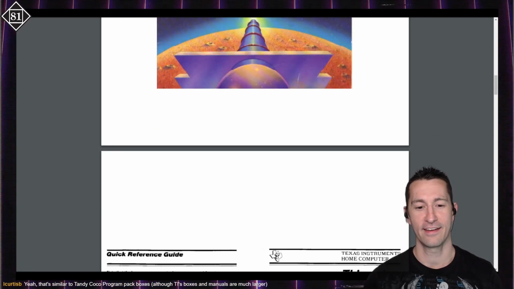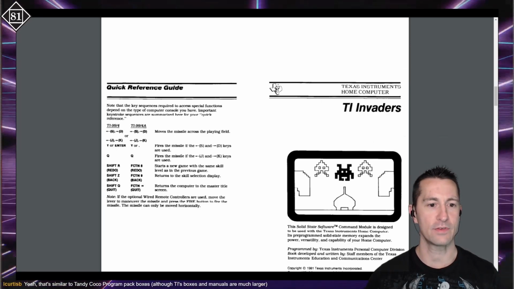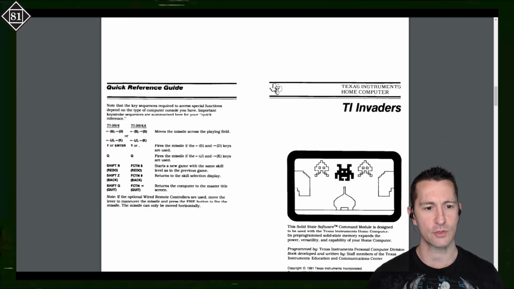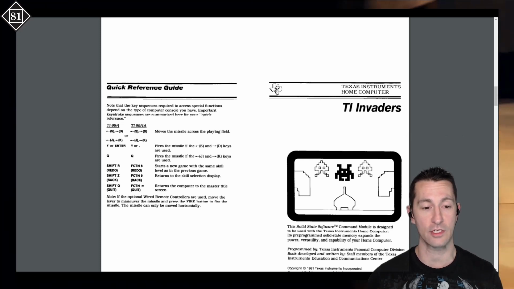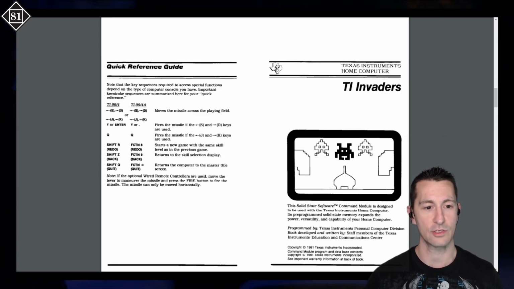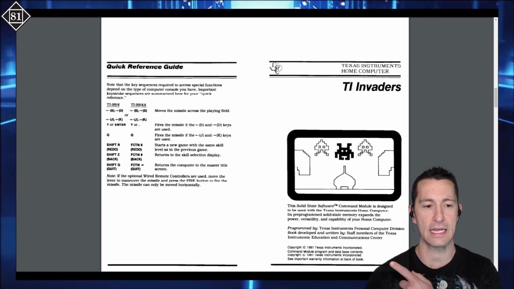Oh yes, everyone was doing the Space Invaders. So we have different key sequences: move missiles across the playing field, and then fire missiles. Oh, okay, if you didn't have the joystick plugged in, I guess. We're going to have a joystick, so we won't need those controls. But starting a new game, you can see they have the keyboard controls for the TI-99.